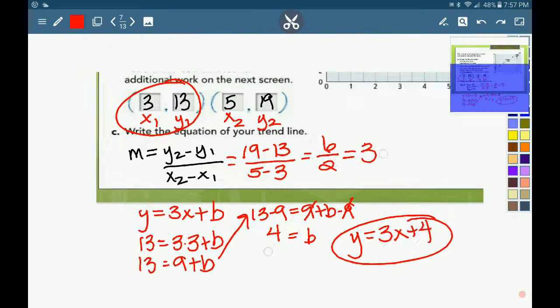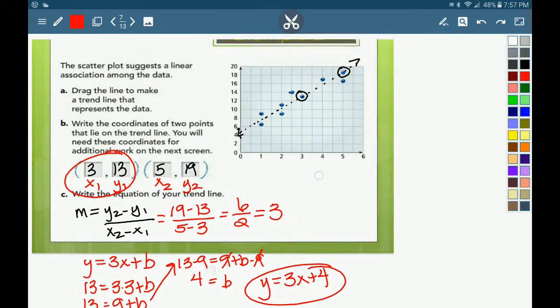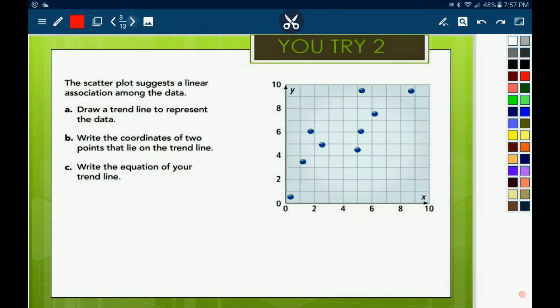So I want you guys now to try this on your U-Try. All we're doing is creating equations of lines. So pick 2 data points or make up your own, find the slope, and use it in your y equals mx plus b.